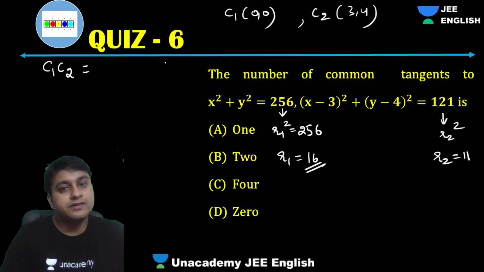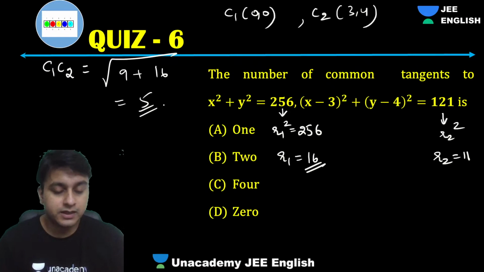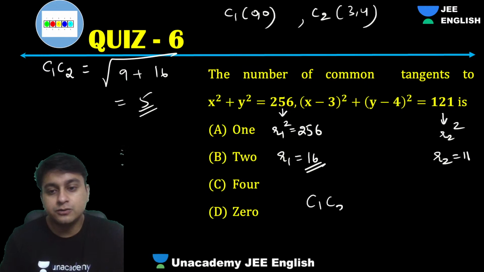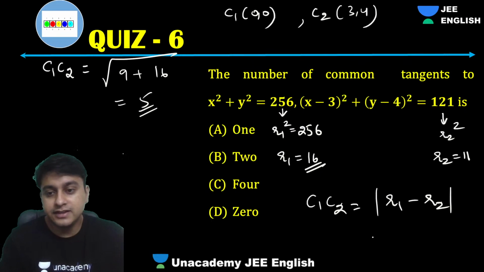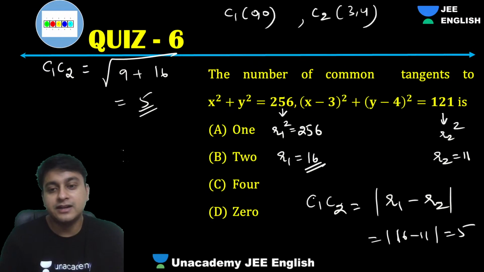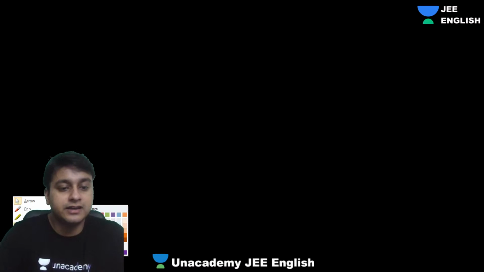So what is coming, guys? C1C2, the distance between the centers. Root under 9 plus 25, that is 5. Great. So C1C2 is 5, and that is coming as mod of R1 minus R2, isn't it? Yes. 16 minus 11, that is also 5. C1C2 is R1 minus R2. Which case is it? It's the case when the circles are touching internally.